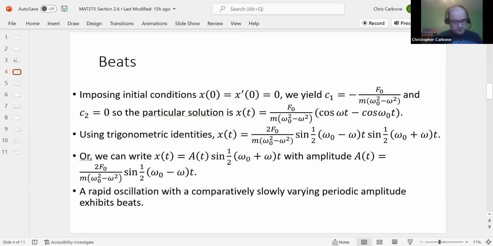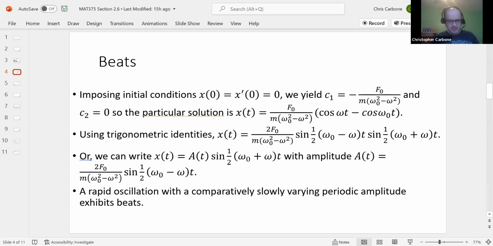So with beats, imposing the initial conditions x of 0 is equal to x prime of 0 is 0 yields c sub 1 is equal to f sub 0 divided by m times omega sub 0 squared minus omega squared, and c sub 2 is 0. So the particular solution is x of t is equal to f sub 0 divided by m times omega sub 0 squared minus omega squared times the cosine of omega t minus the cosine of omega sub 0 times t.